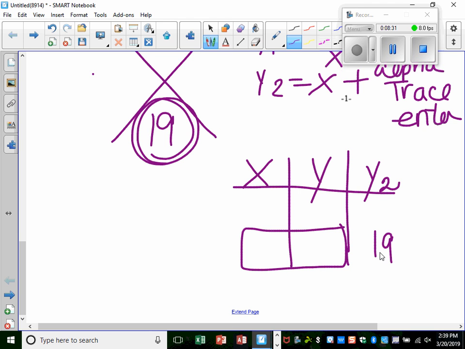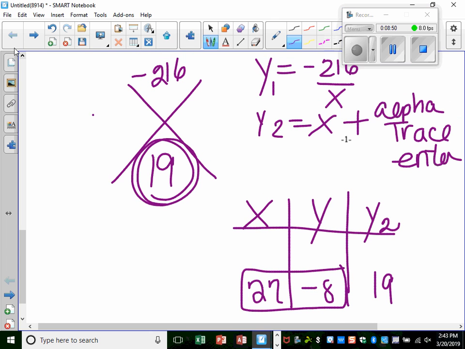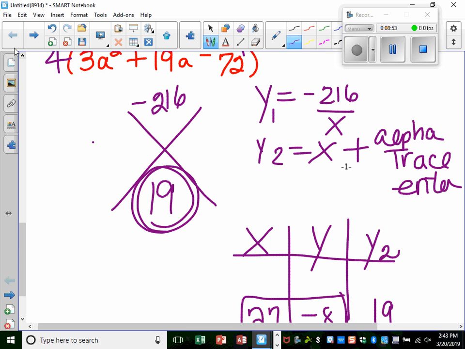Anybody find 19? All right, who found it? One person? Yes. Say it again. 27 and negative 8. How many people see that? Okay, you got to be able to get that off your calculator. So tell me the numbers again we saw in the calculator. Positive 27 and negative 8. Is that right? Okay.